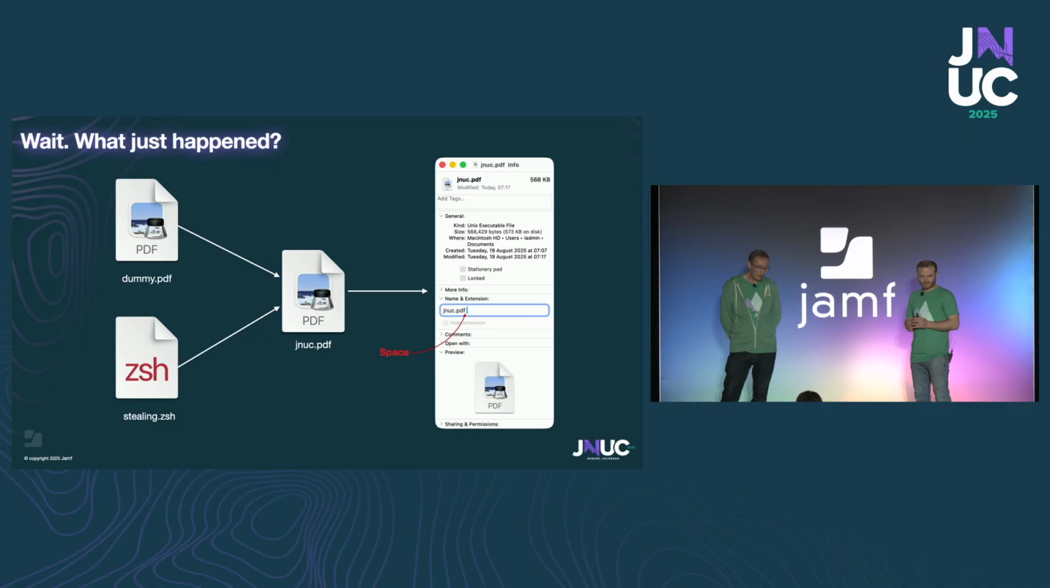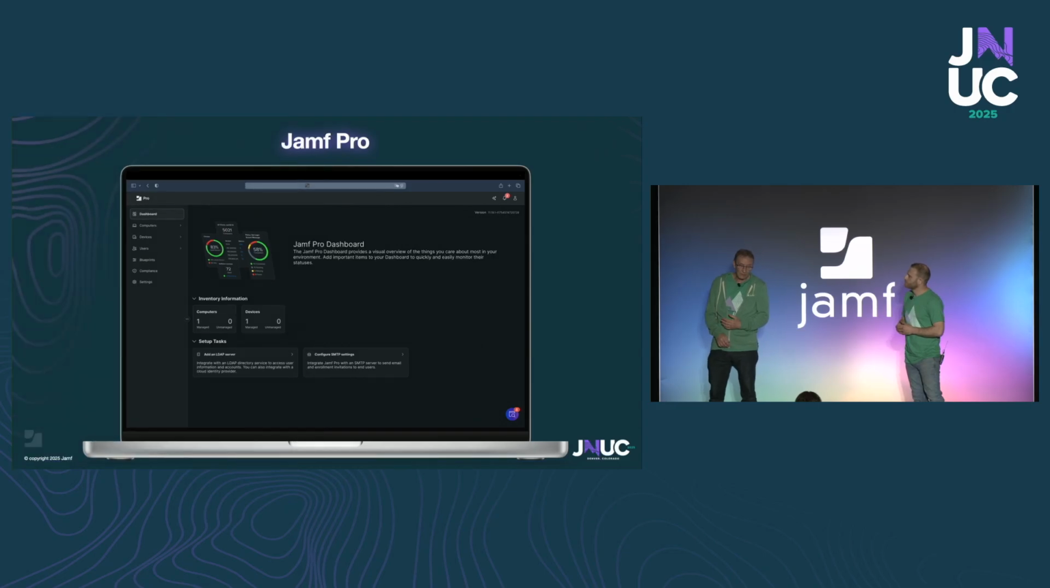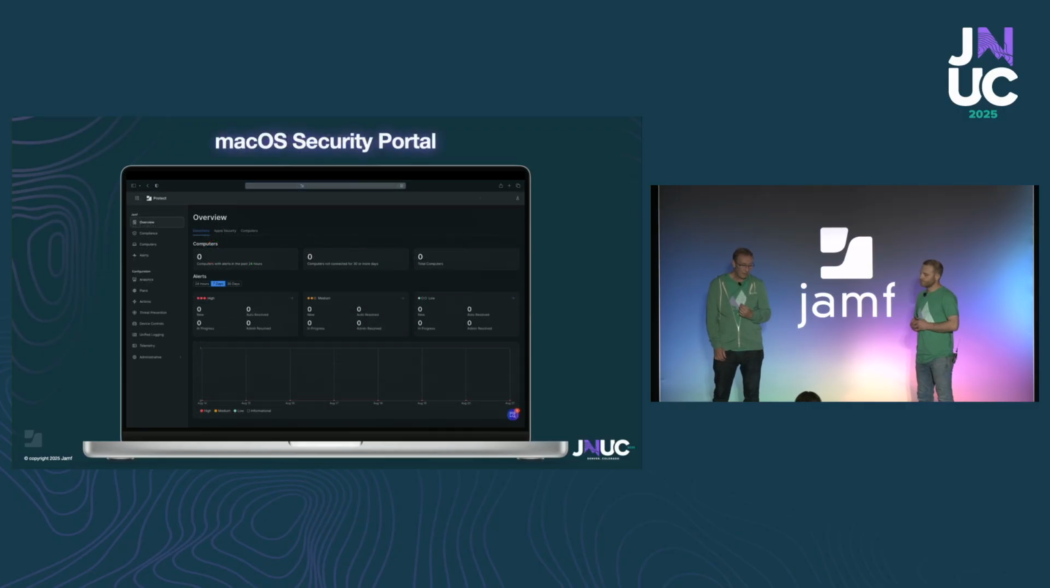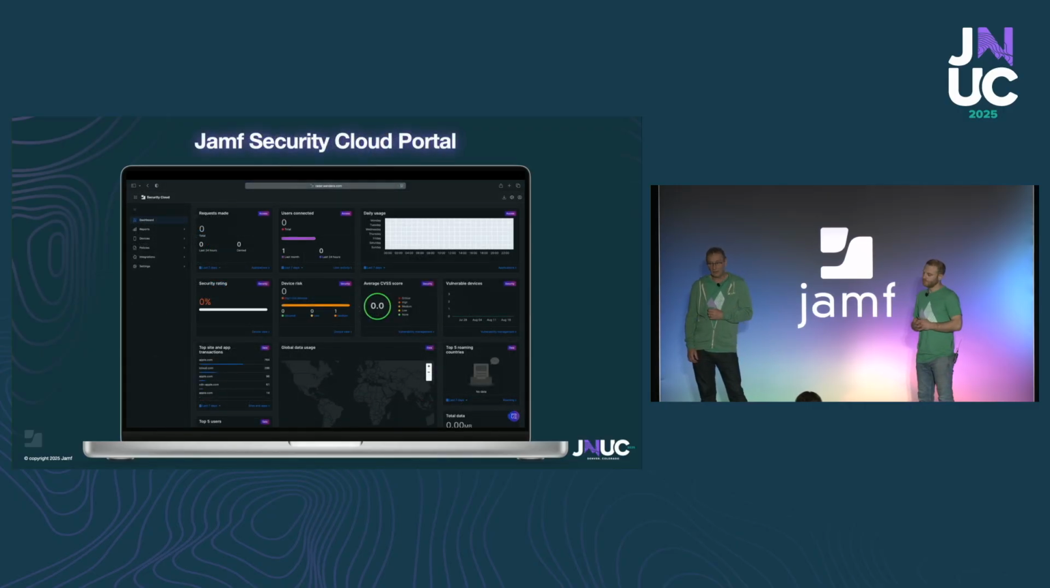So we want to build a workflow to detect this threat and prevent the computer from accessing the internet and sensitive company files while providing users with a means to resolve the threat on their own. To build this workflow, we're going to use 3 tools: a Jamf Pro server, the macOS security portal, and the Jamf Security Cloud.